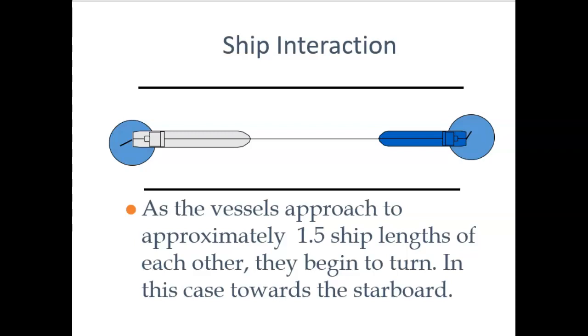When the vessels approach to approximately 1.5 ship lengths of each other, each ship initiates a turn. Now you'll notice that each ship, which I've highlighted here, is turning to starboard. So there's some right rudder here, and some right rudder here. They both begin to turn, and they start that turn to starboard so that they can, of course, pass port to port.